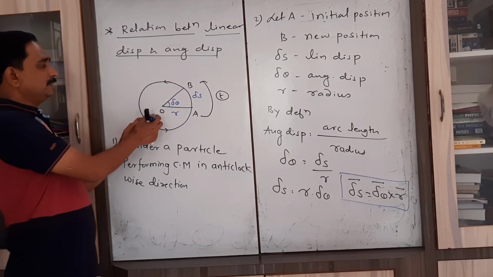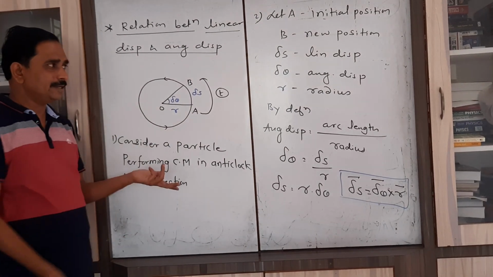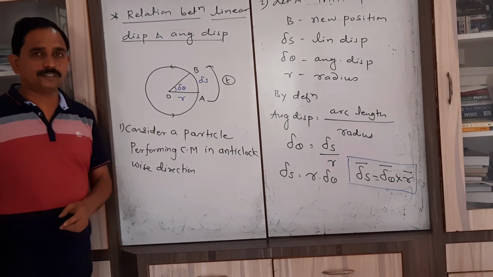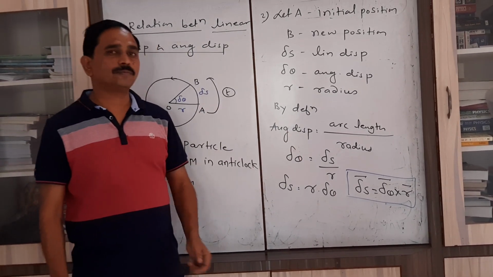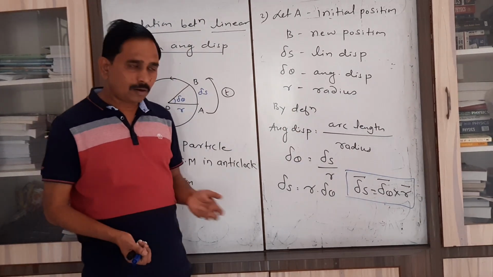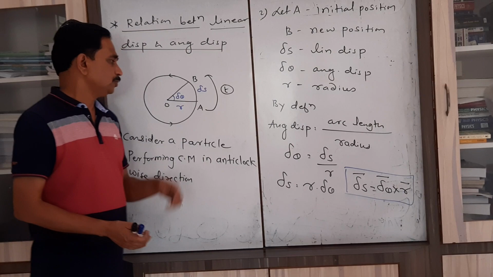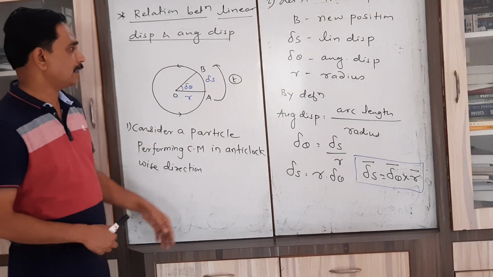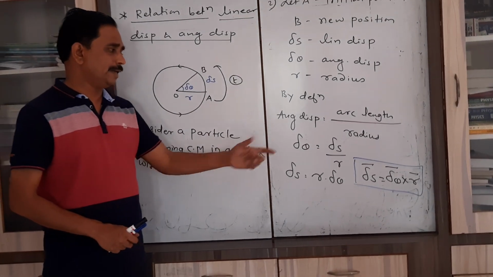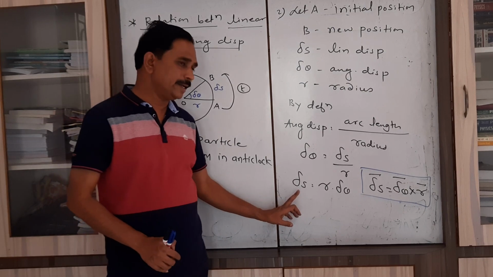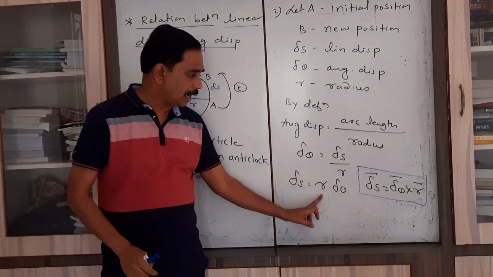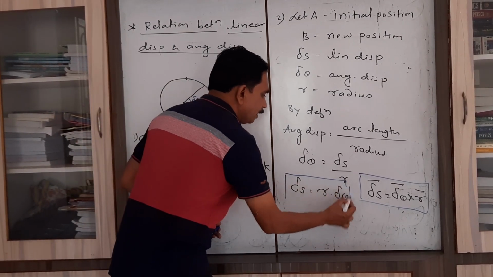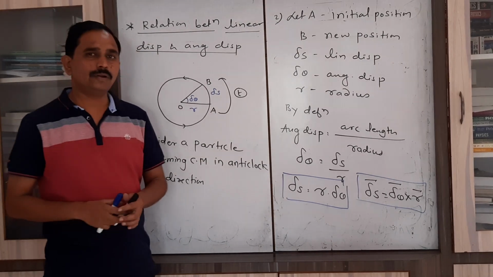And if we join the center and a point on the circumference, we get the radius. So I write here, r is the radius. As per the definition of angular displacement, we can write angular displacement equal to arc length upon radius. So from the figure, I write angular displacement as delta theta, arc length as delta s, and radius as r. So I write here delta s equal to r into delta theta. Simply, this is the relation between the linear displacement and angular displacement.